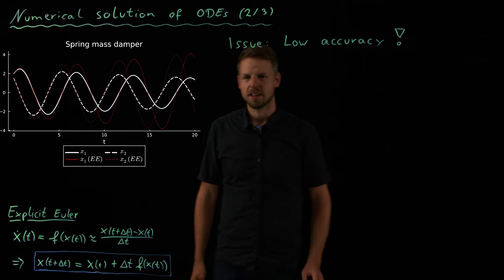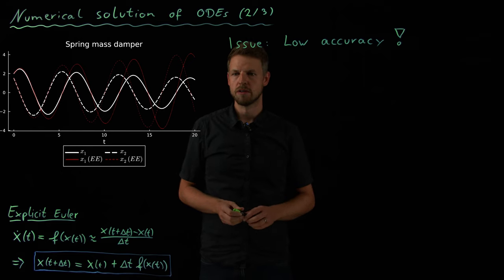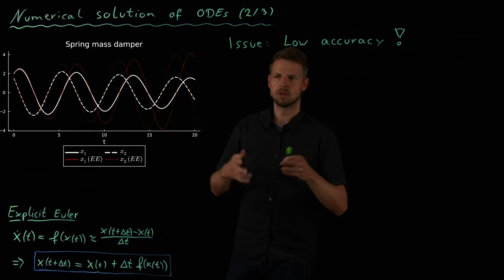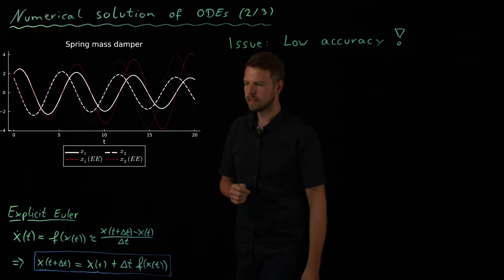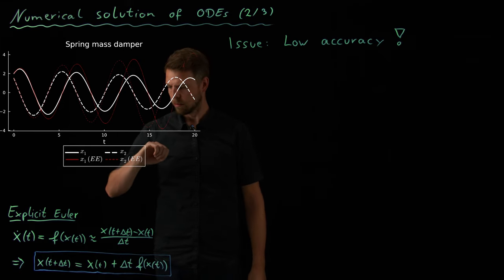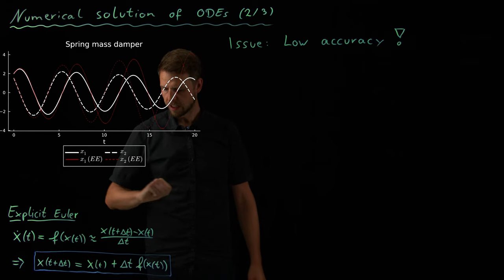Hi everyone. In part one of this video on numerical solutions of ODEs, we have discussed the very first thing that you can do to numerically simulate a system for which we may not know the analytical solution. And what we saw was this explicit Euler scheme. Here's the ODE that we want to solve, x dot equals f of x.